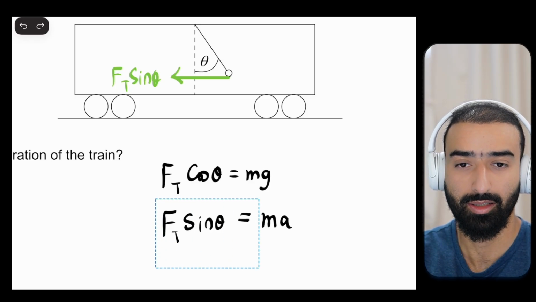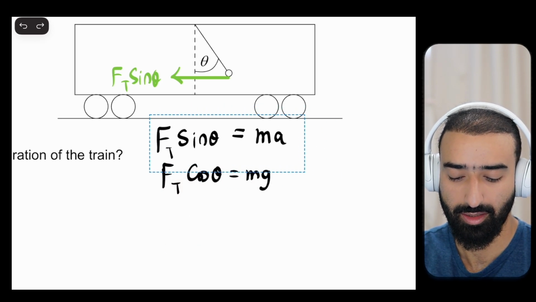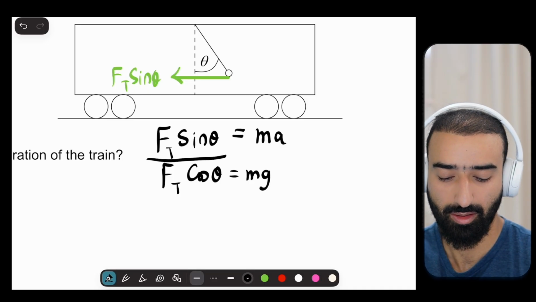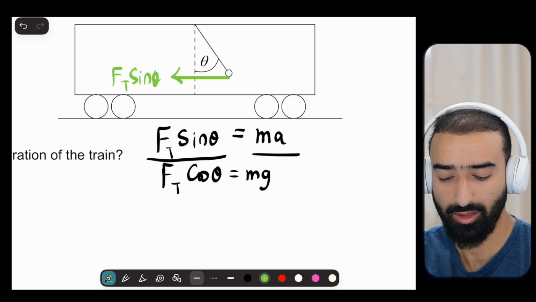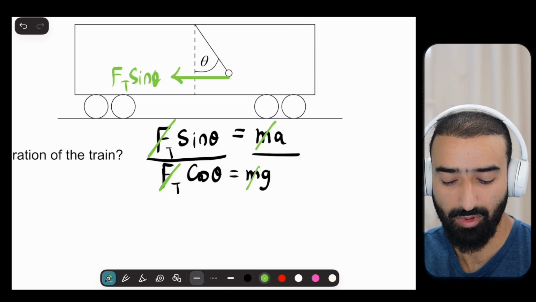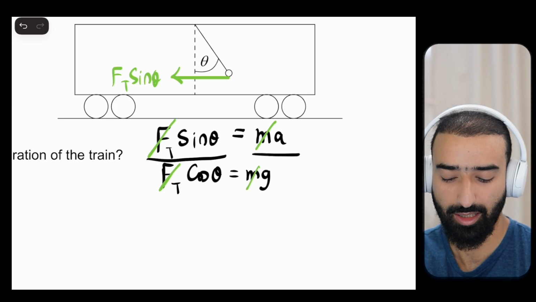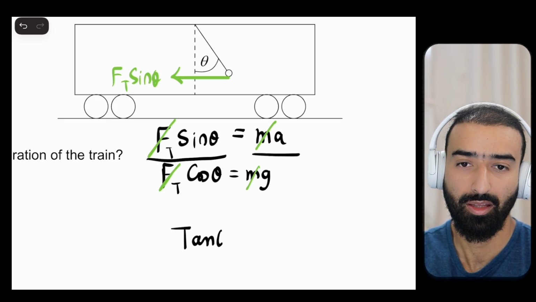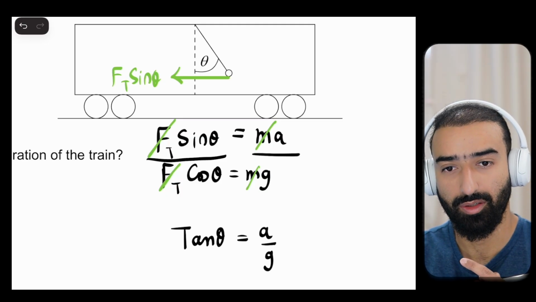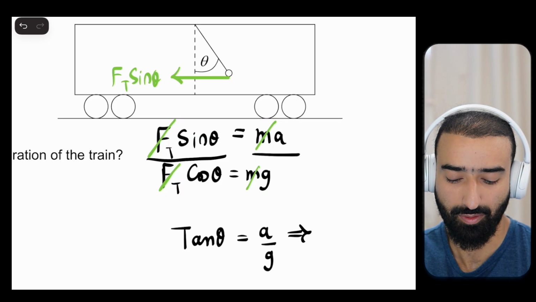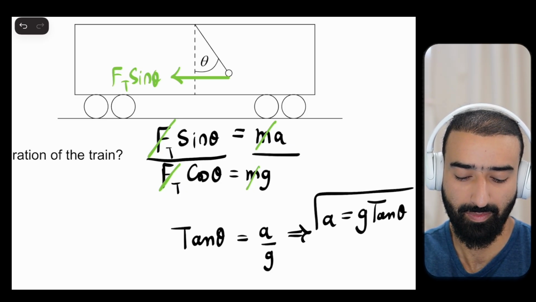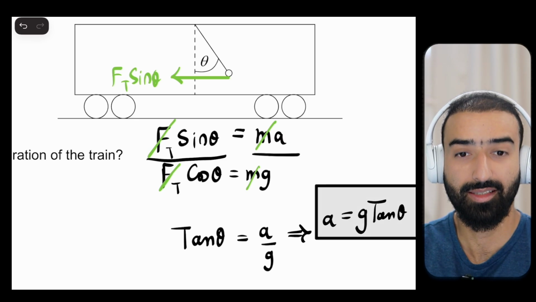What do we do next? Well, I'll take this equation and place it here and divide both of the equations. Why did I divide them? Simply to get rid of Ft. I don't like Ft. And m also cancels away. What are we left with? We're left with tan theta equals a over g. We're trying to find acceleration, right? So I'm going to rearrange this equation for a equals g tan theta. All right, that's the expression we were after.